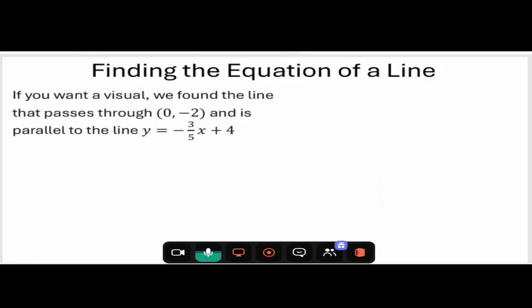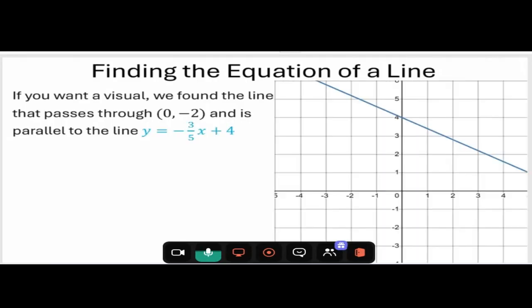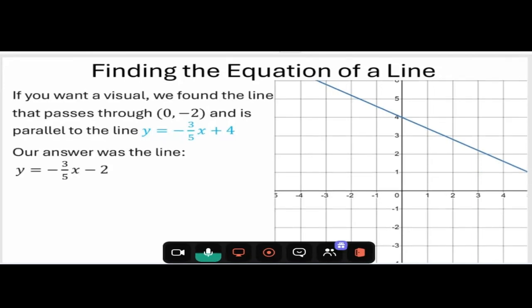I would like to take a look at this because there's a common thing that bothers students that I want to explain here. So there is the blue line that they told us the line we want is parallel to, right? A y-intercept of 4, and from that point down 3/5, rise and run. And here is the answer that we got, which we're going to graph in red. So you can see that we did indeed get a line that has a y-intercept of -2 and is parallel to that blue line. We got exactly what we wanted, right? The answer we got is exactly the line that was described.